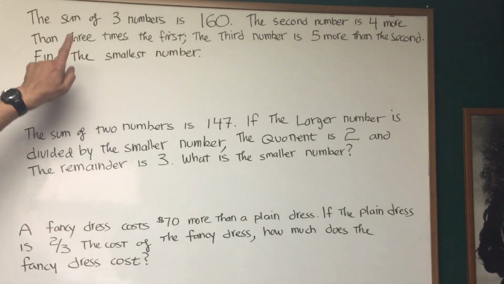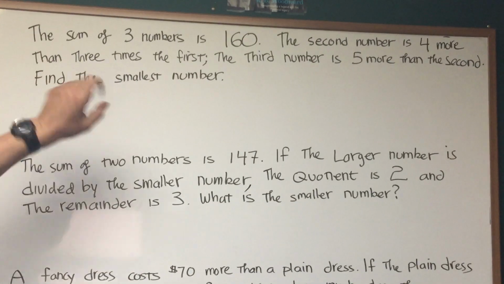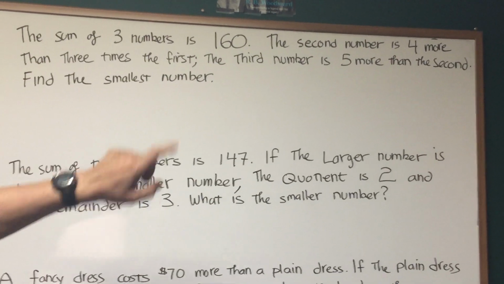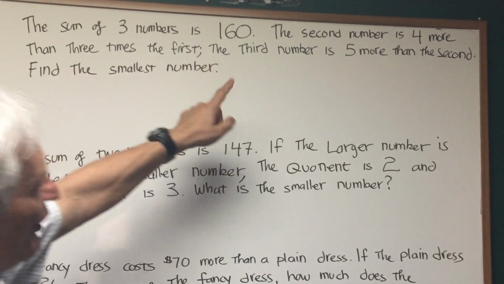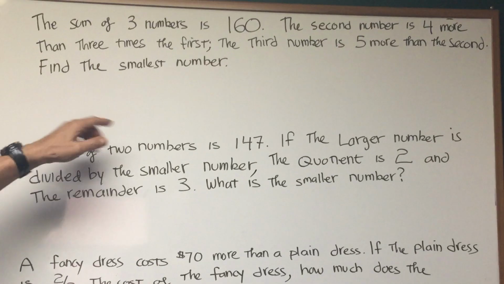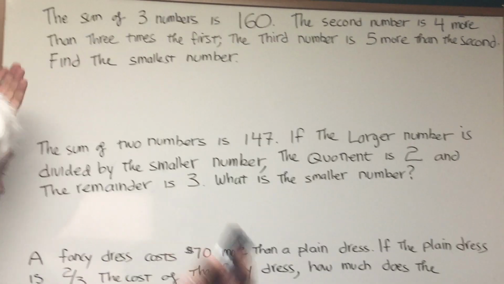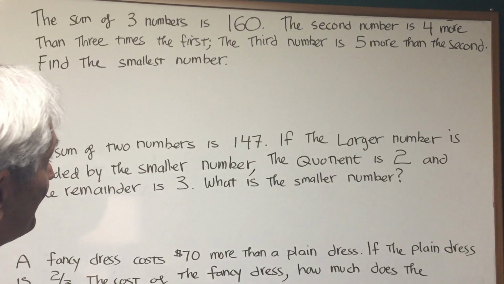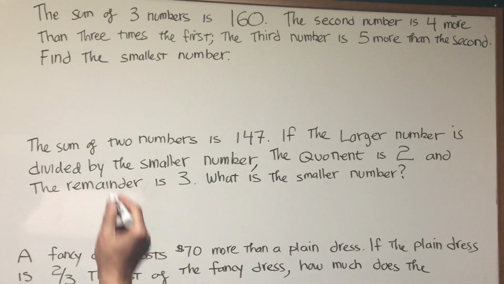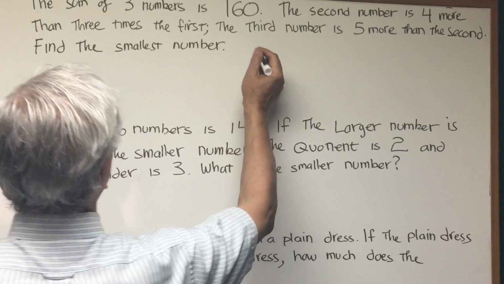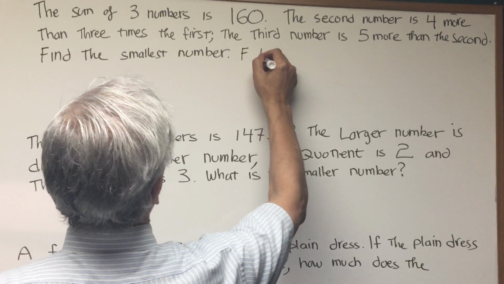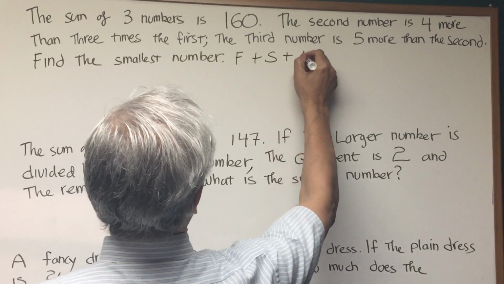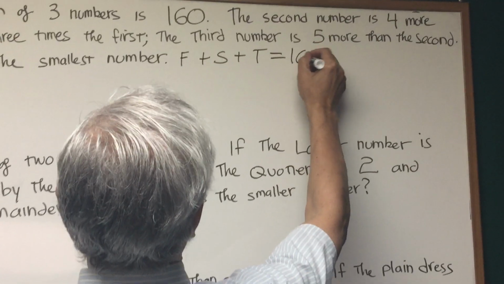3 word problems. Let's read the first one together. The sum of 3 numbers is 160. The second number is 4 more than 3 times the first. The third number is 5 more than the second. Find the smallest number. All right, well, one way to start out is to assign letters to each of the numbers. So let's say we have the first and second and third. The sum of 3 numbers is 160. So the first plus second plus third is equal to 160.